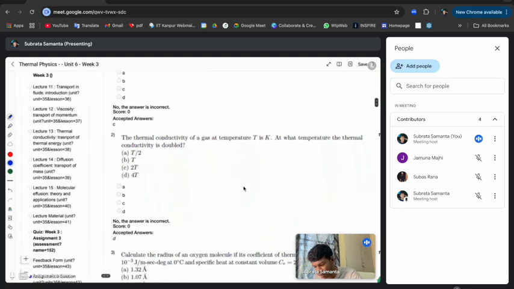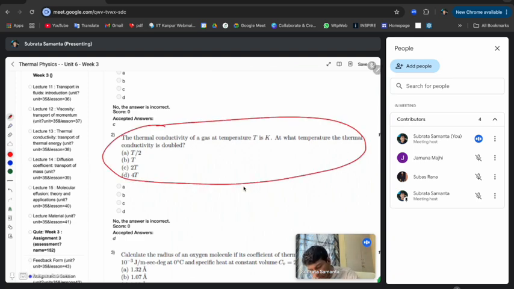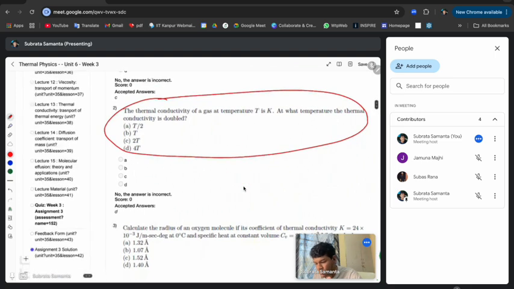In the second question, the thermal conductivity of a gas at temperature T is K. This is important. At what temperature is the thermal conductivity doubled, that means 2K? So let's say I have a temperature T with thermal conductivity K. At what temperature T2 is the thermal conductivity 2K? At T2 the thermal conductivity is 2K.